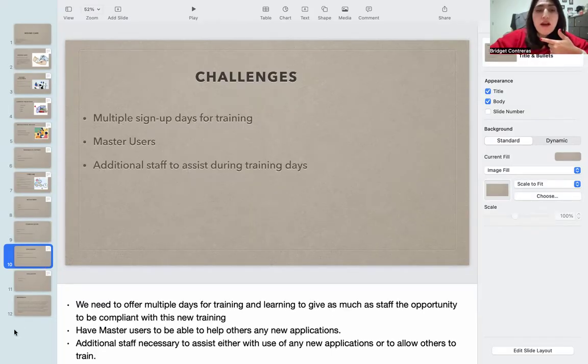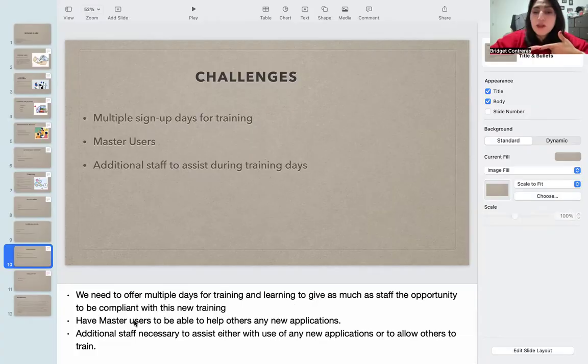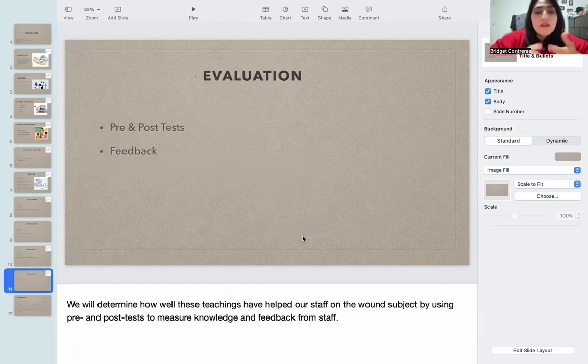Challenges: we may need to offer multiple days for training and learning to give as much staff the opportunity to be compliant with this new training. Have master users to be able to help others in any new applications. And additional staff necessary to assist either with the use of new applications or to allow others to train. Evaluation: we will determine how well these teachings have helped our staff on the wound subject by using pre and post tests to measure knowledge and feedback from staff.